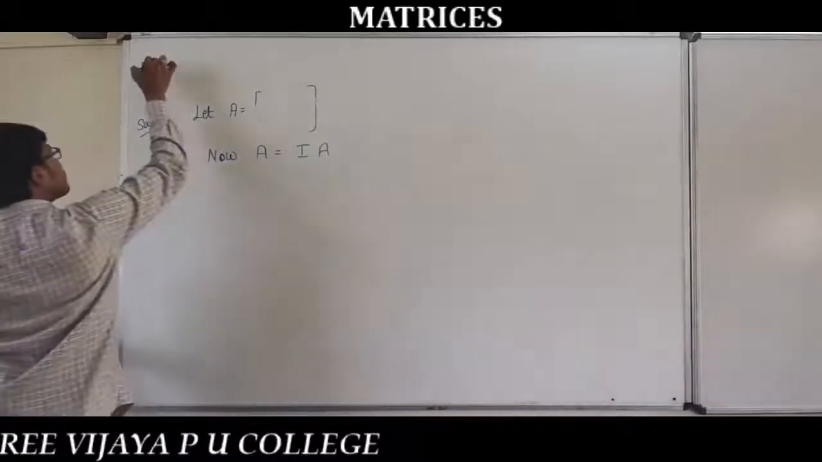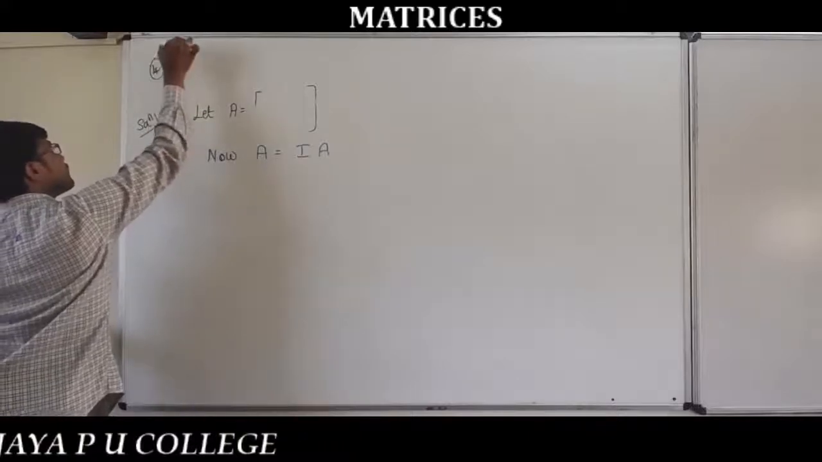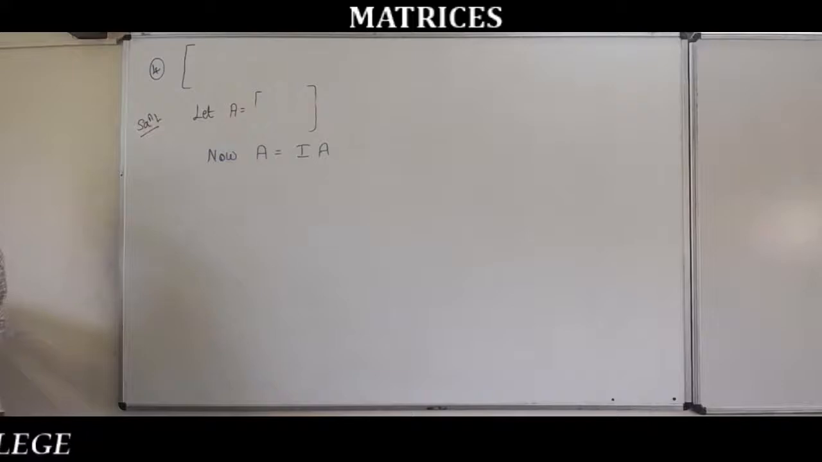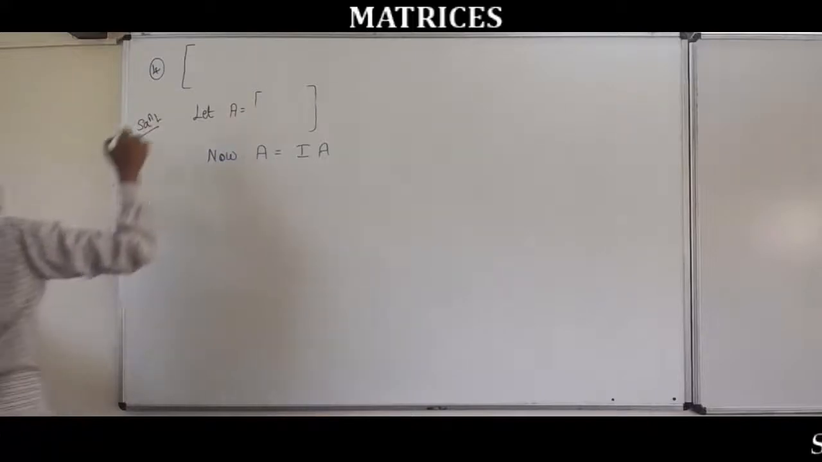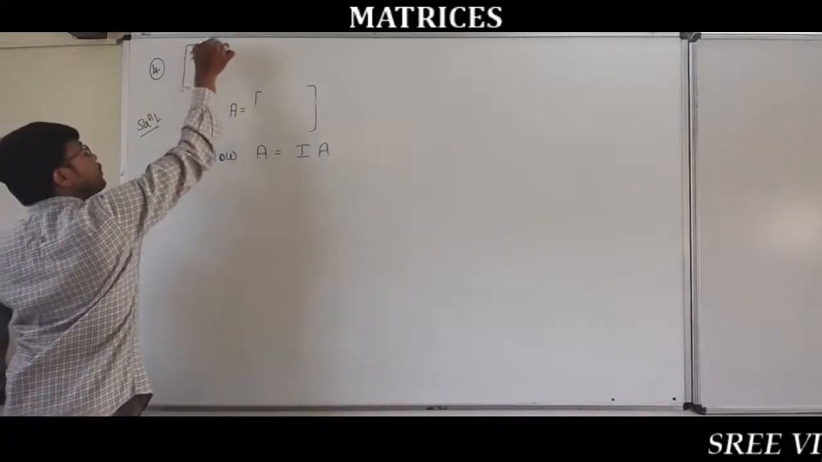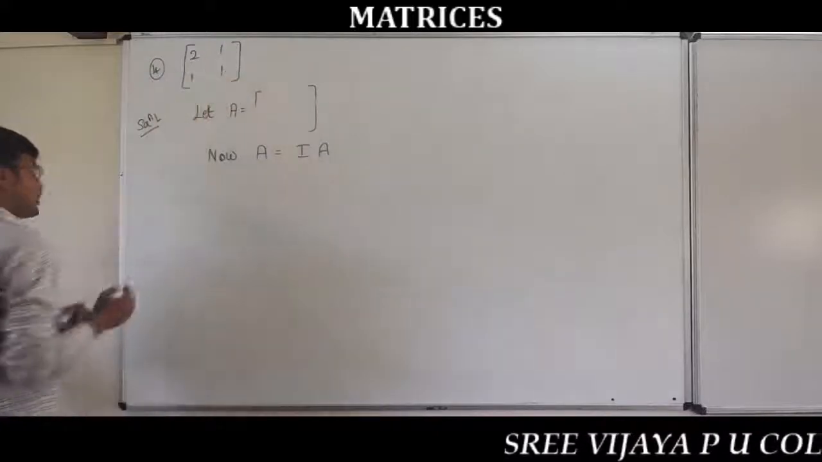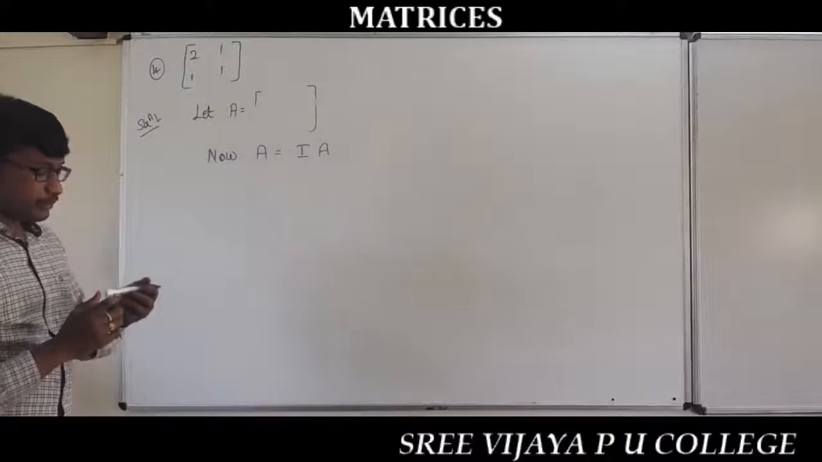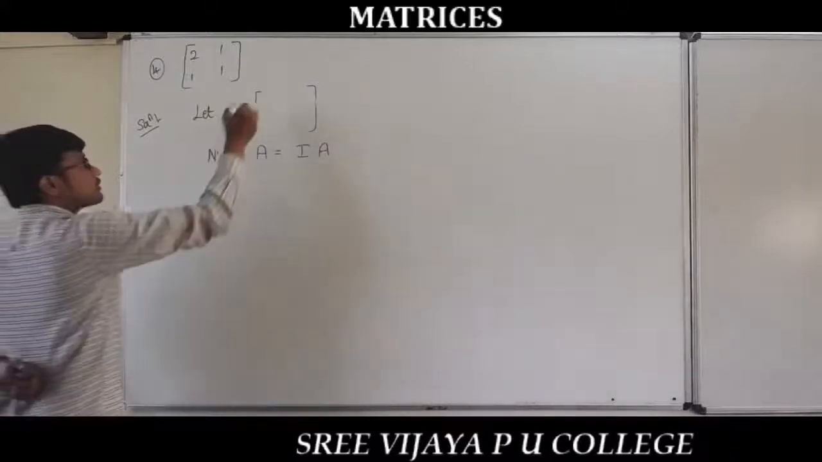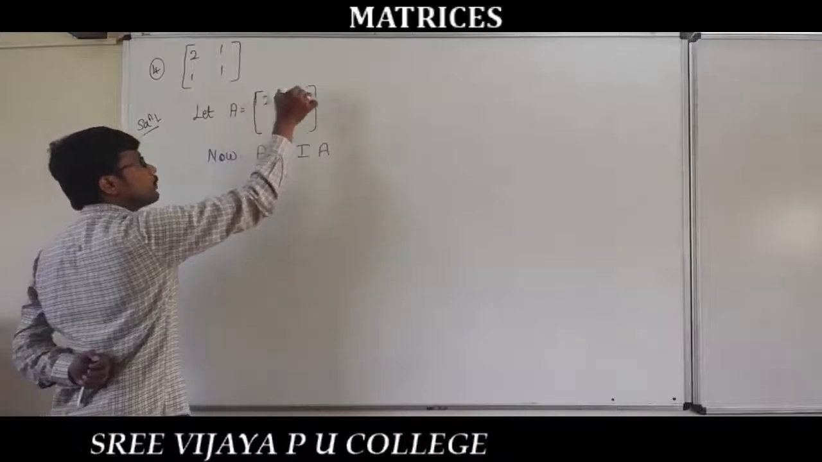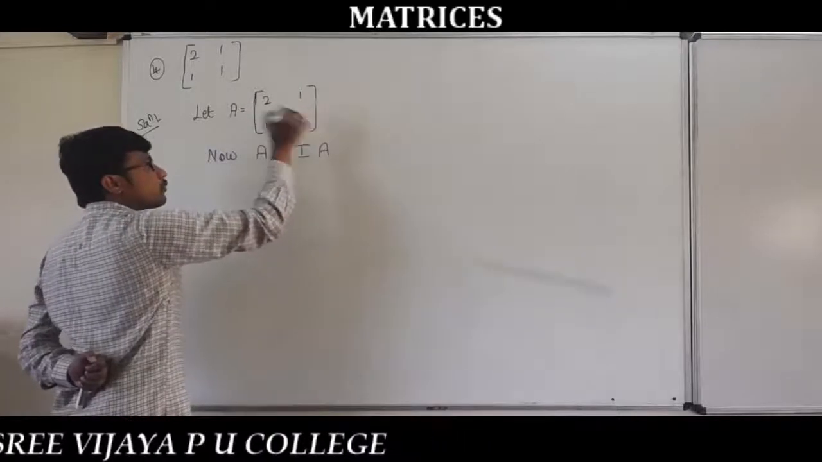Okay, next question. 2, 1, 1, 1. So this is the matrix, and we need to find its inverse. So let capital A be the matrix 2, 1, 1, 1.